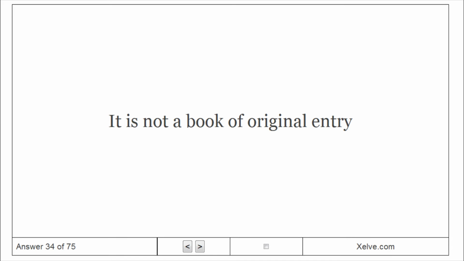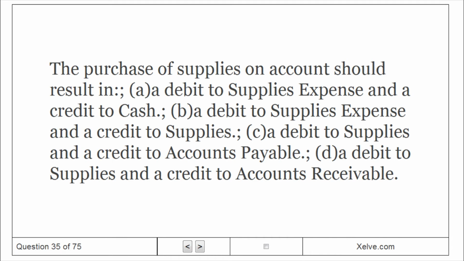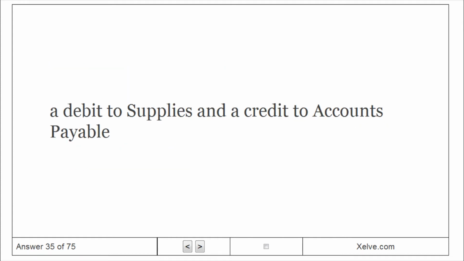It is not a book of original entry. The purchase of supplies on account should result in a debit to supplies expense and a credit to cash, a debit to supplies expense and a credit to supplies, a debit to supplies and a credit to accounts payable, a debit to supplies and a credit to accounts receivable. A debit to supplies and a credit to accounts payable.